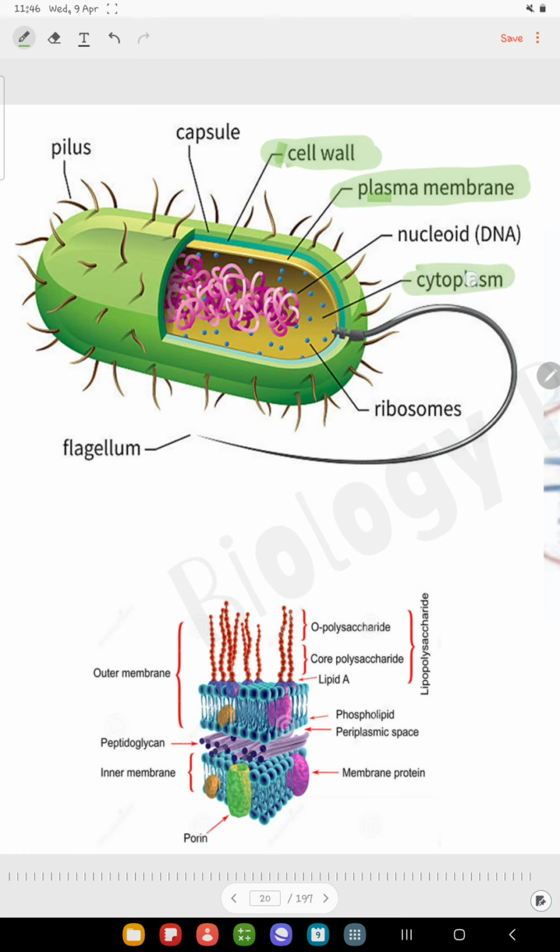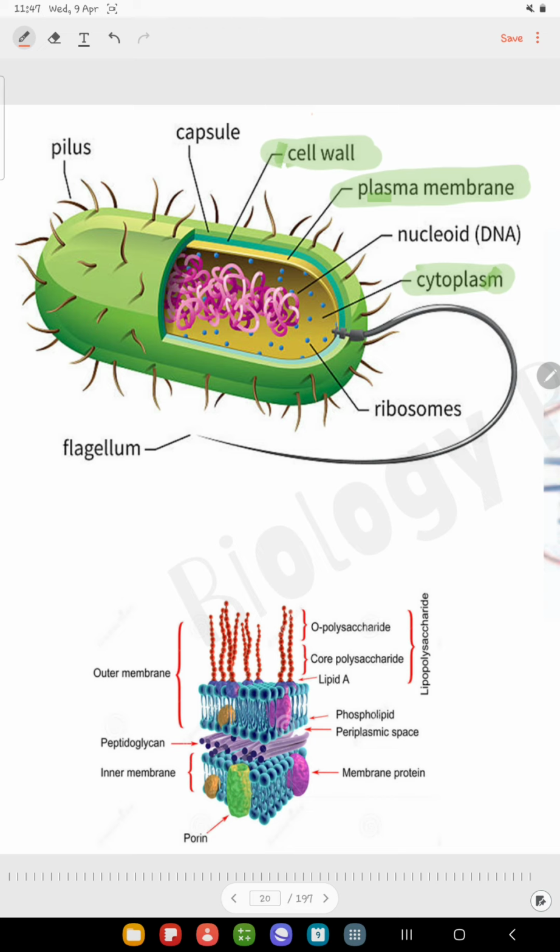After that, we have the cytoplasm, which is a viscous solution, and this viscous solution contains the DNA and the ribosome. The DNA is circular and it's a closed loop, and also we have the ribosome. These are the main structures of bacteria that all types of bacteria should have.